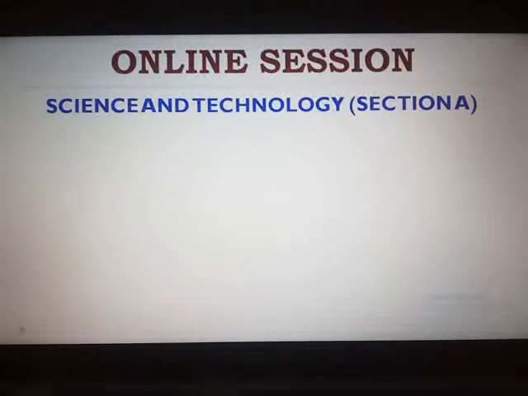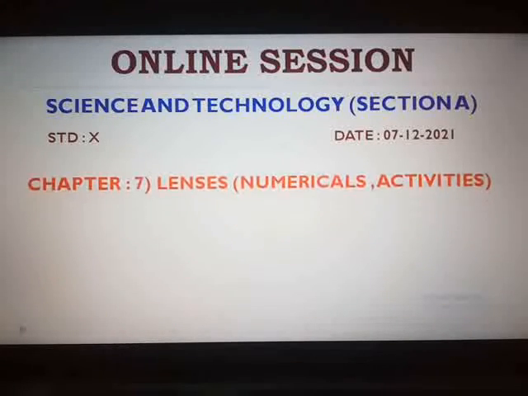and Technology Section A. On Saturday, in our previous session, we completed the discussion of the textual exercise and also the additional questions for chapter number 7, lenses. We had started with question number 8, that is the question of numericals. Question number 8, first sum was over. Today we will continue with the remaining numericals.